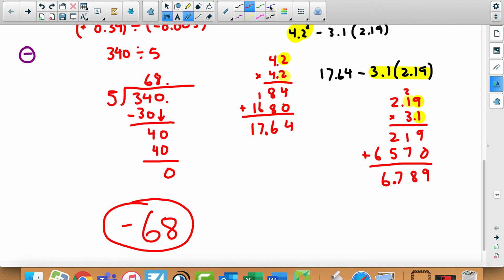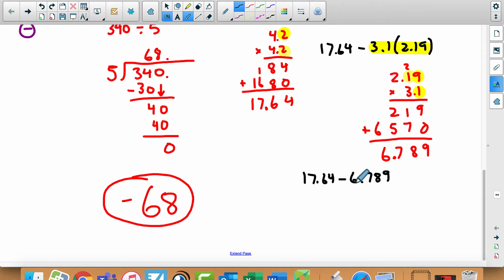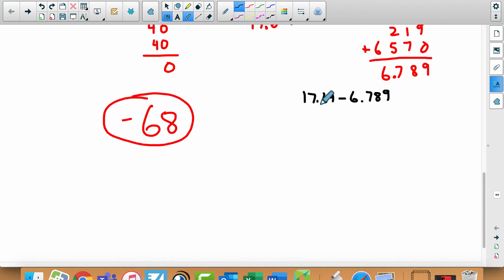Okay, we only have one last step. It is taking our 17.64 and subtracting 6.789. Now, it is a subtraction question. You couldn't make it add the opposite. But look, this just looks like an average, normal, grade 6 or 7 decimal question. We can do this in one go. We don't have to worry about adding the opposite. You still can if you want, but we can do this. We're just going to line up our decimals. So 17.64 and 6.789.